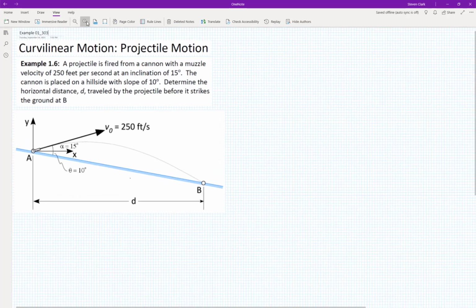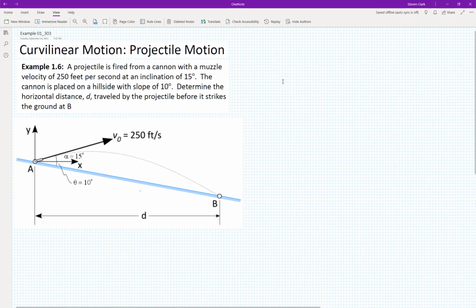As usual, please read and understand the problem statement before we start our solution.